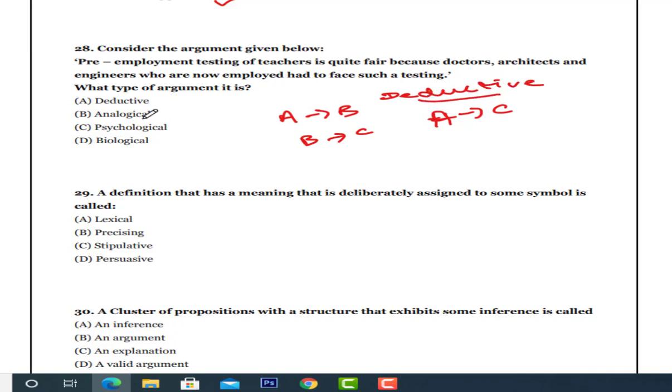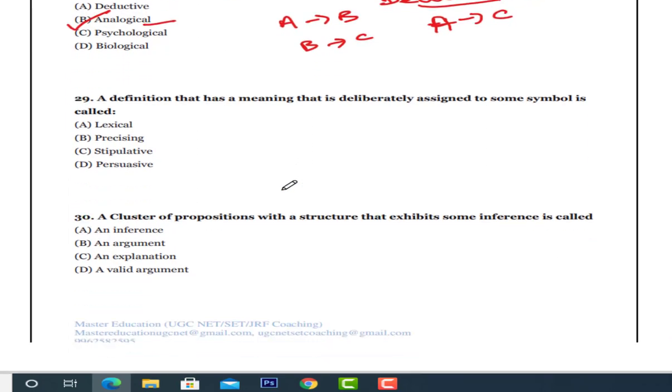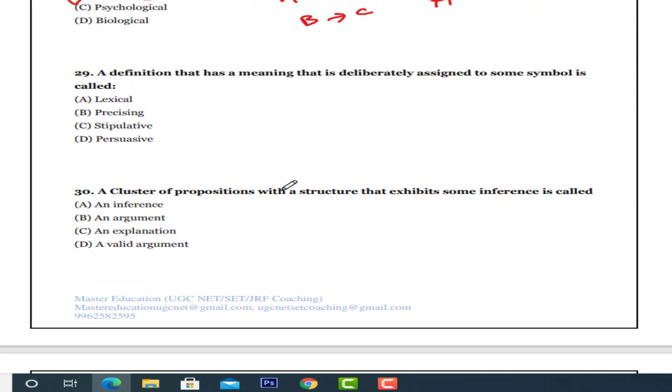Then an analogical argument means and because. These types of argument are called analogical arguments. Psychological is based on what people think. So that is a psychological argument. The next one: a definition that has meaning that is deliberately assigned to some symbol. So a meaning is assigned to a particular symbol, that is called stipulative.